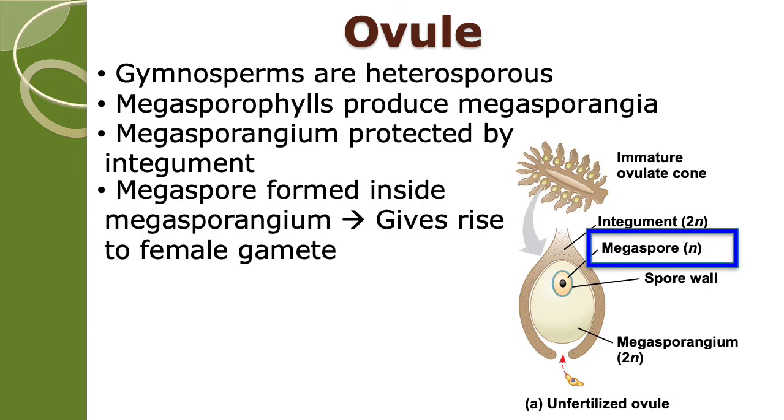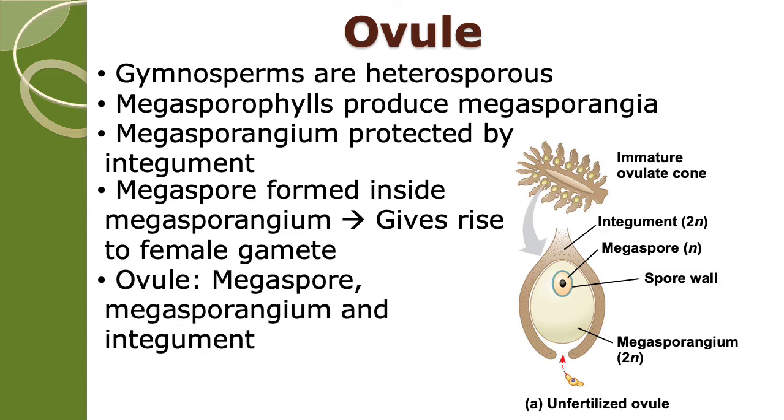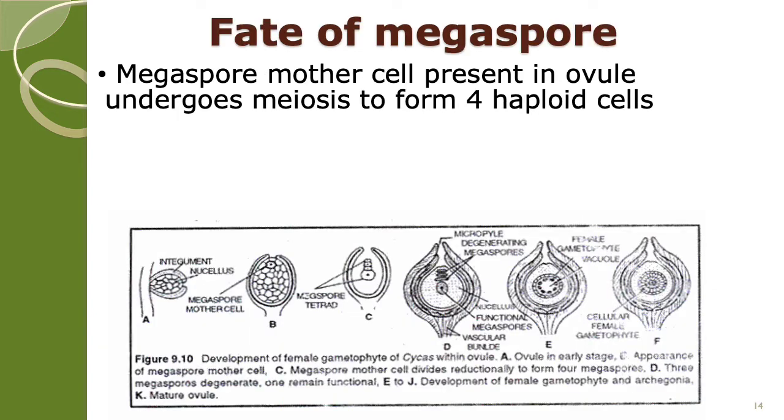The megaspore is formed inside the megasporangium, and this megaspore is the one that gives rise to the female gamete. The collection of the megaspore, the megasporangium, and the integument all together form what's called the ovule. Now let us look at how the female gametes are formed, and for this, let us look at the stage where we have a megaspore mother cell.